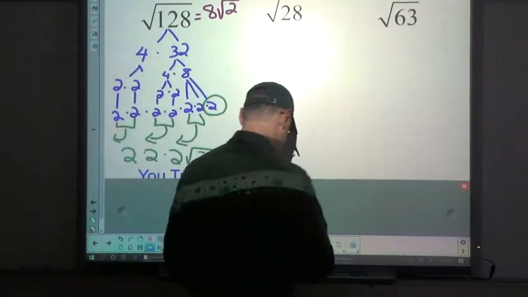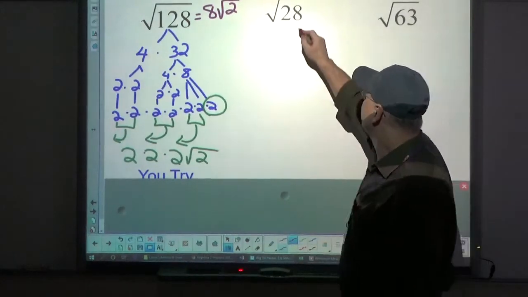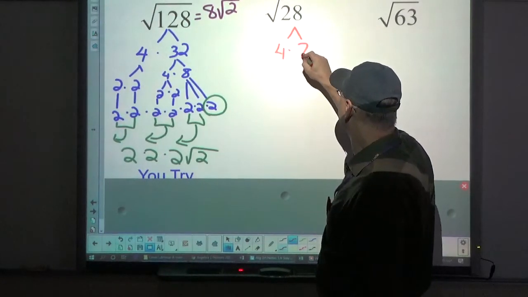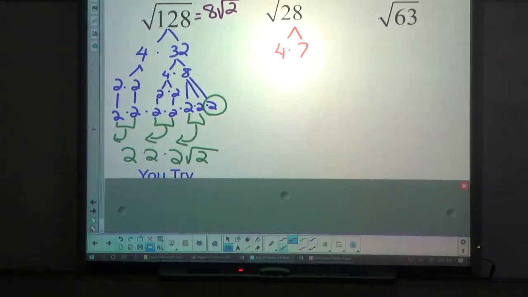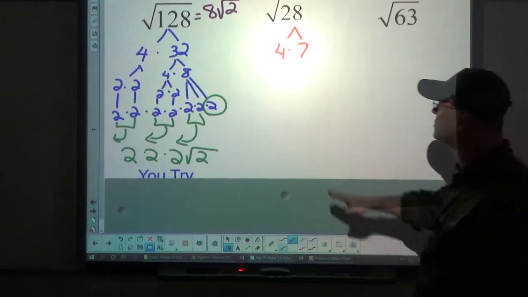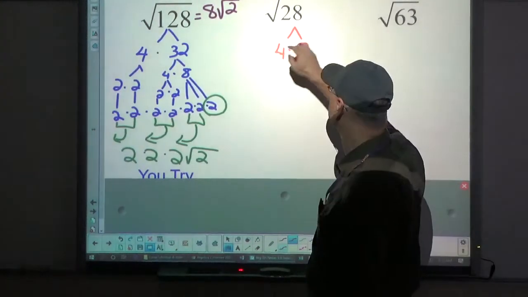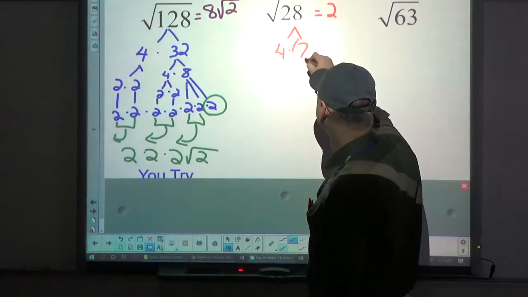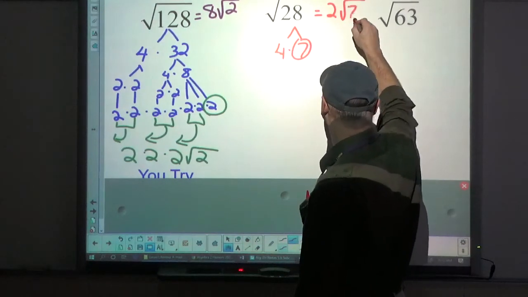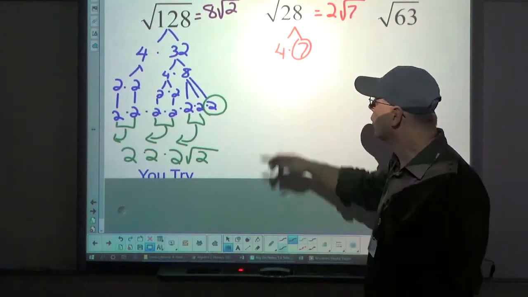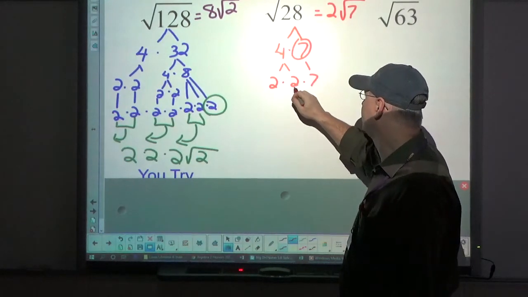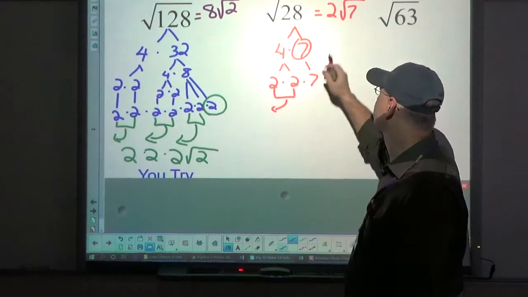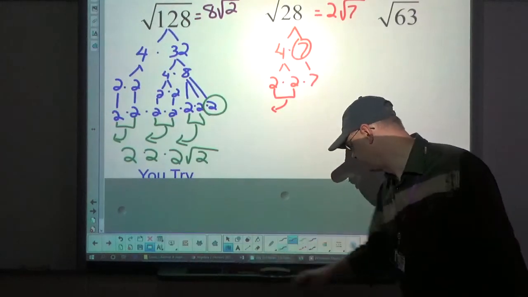Over here, 28, 4 times 7. Now some people like to use perfect squares to help them square root things. So like you could stop and say, oh, I know the square root of 4 is 2. And then the 7 doesn't have anything, so it stays inside. It's 2 square root of 7. Or you can continue to break it into 2 times 2, and then you have a pair of 2s. 1 comes out, the 7 stays in.